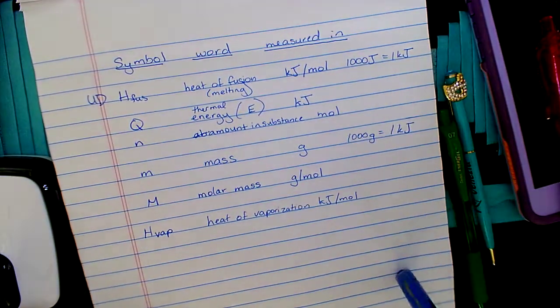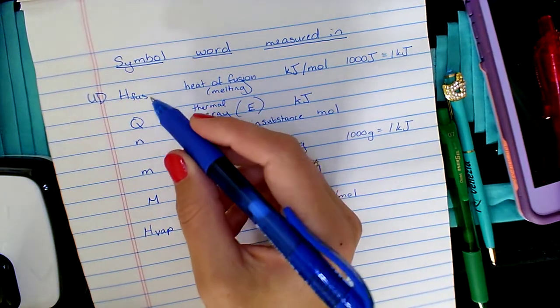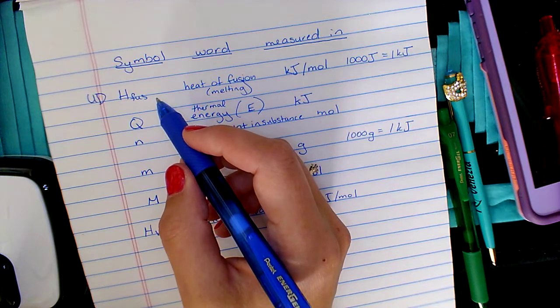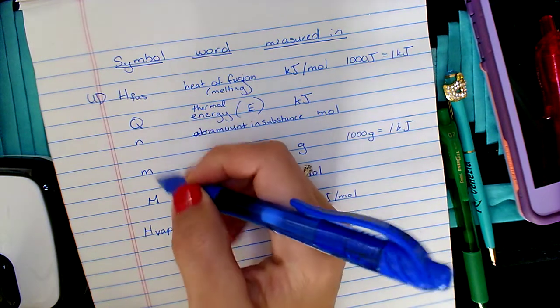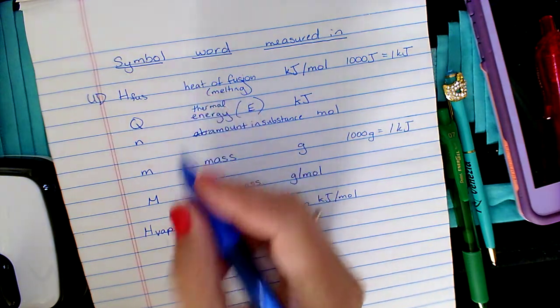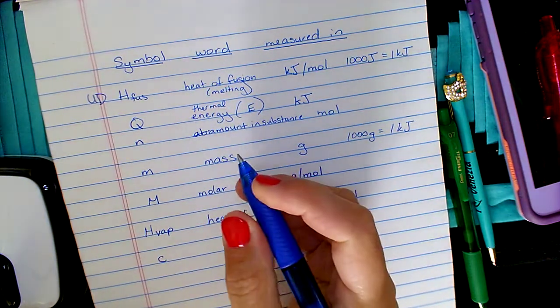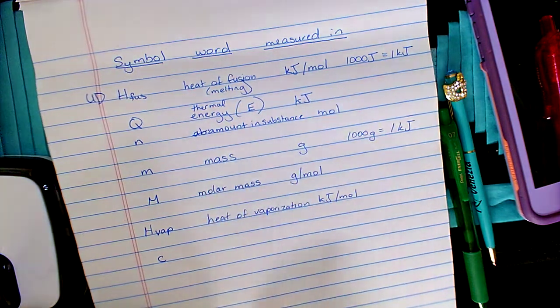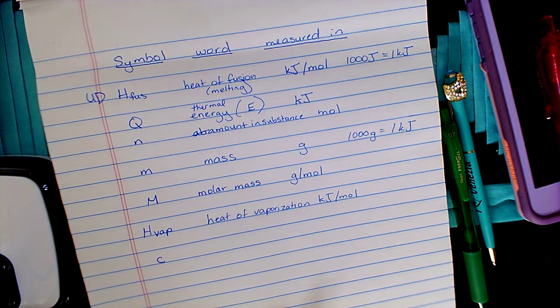Okay, so we have Q, which is good. Okay, that's energy. And then we have M, which is good. We have mass. Okay, and then the new one is C, okay, which means specific heat capacity of a substance. So certain things heat up really fast and certain things heat up really slow.